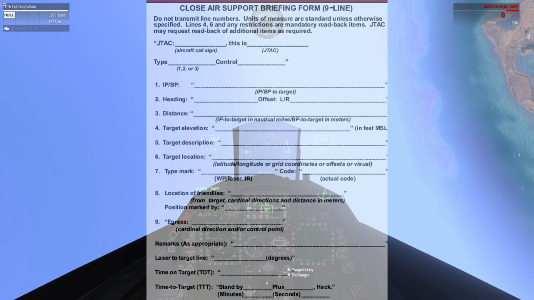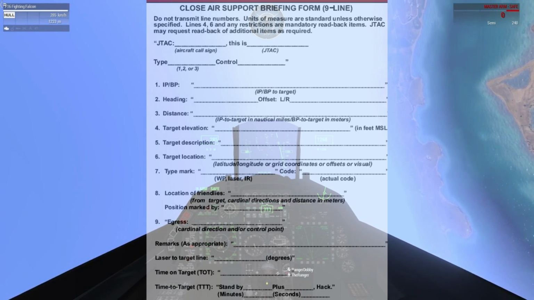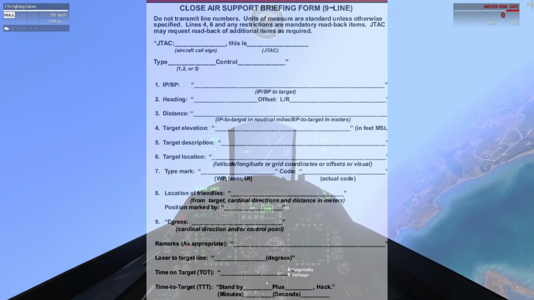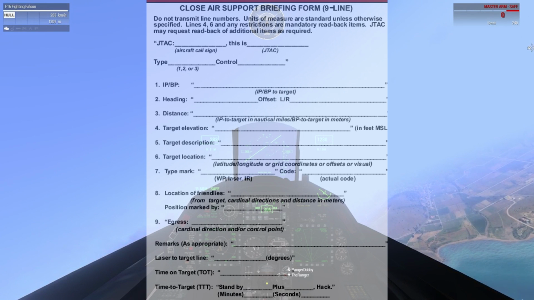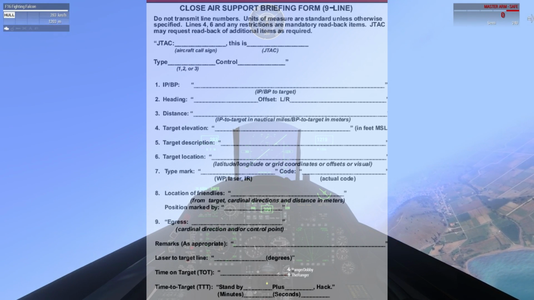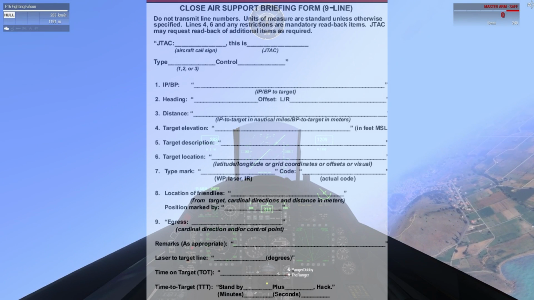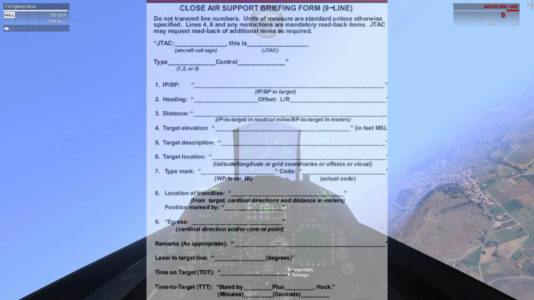Next line will be line 8, which is the position of friendlies. This is one you don't have to read back, but it's always a good idea to keep an idea of where the enemies are or your friendlies are, so you don't accidentally drop bombs on them. They wouldn't like that.